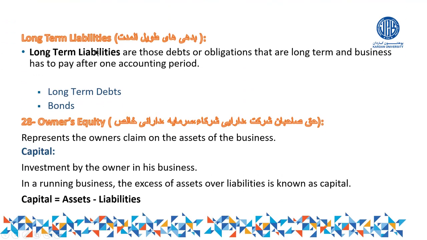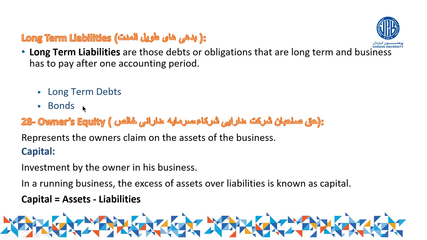Then, the second type of liability is long-term liability. Long-term liabilities are those liabilities that we have to pay after 1 year, right? You have to pay, but you should not pay within 1 year, but after 1 year. For example, long-term debt. Bond, for example. A bond is also a type of loan, but later on we will explain what a bond is.